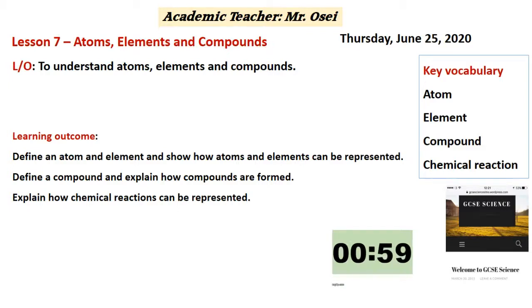So at the end of the lesson, this is our aim, to make sure that you understand all this. These are key things that AQA wants you to understand. Our key vocabulary for today is atom, element, compound, and chemical reaction. So if you can write the title of the lesson and the keywords in your books, that would be fantastic.